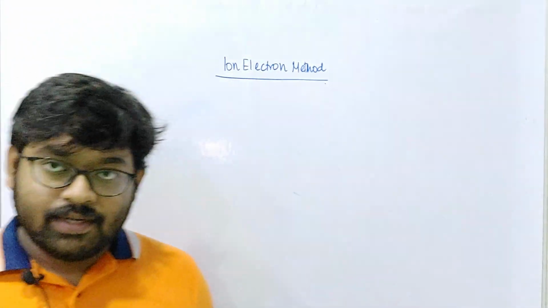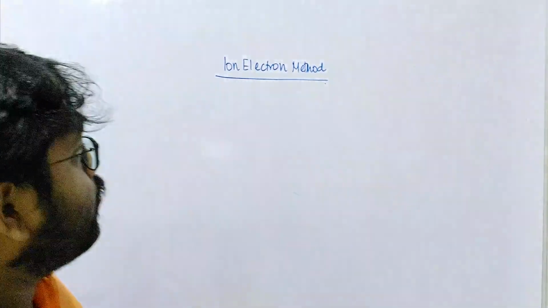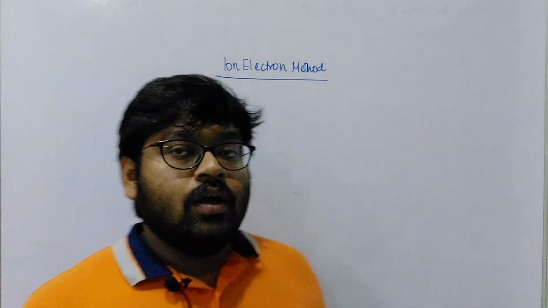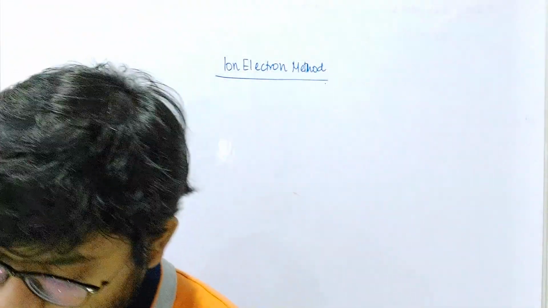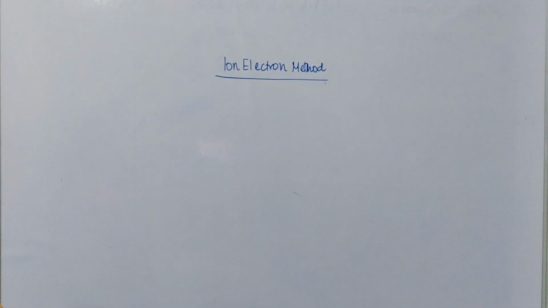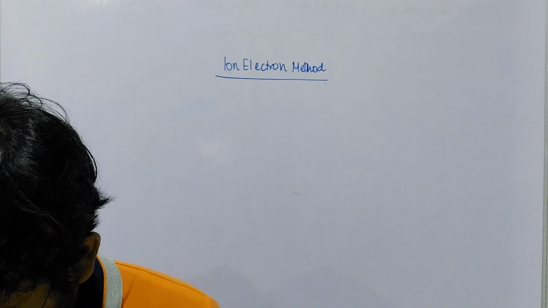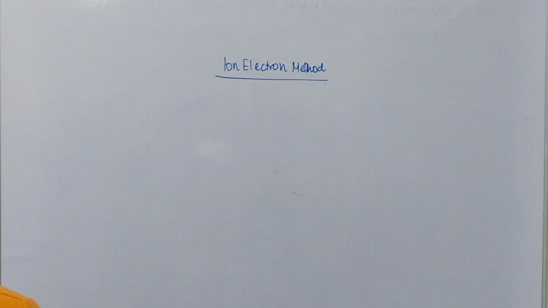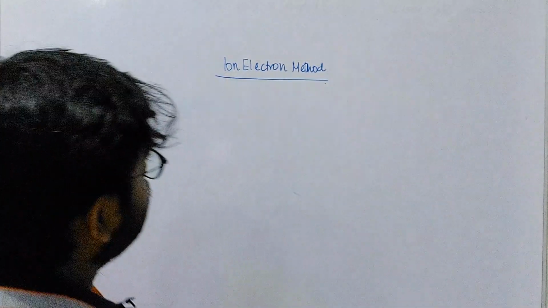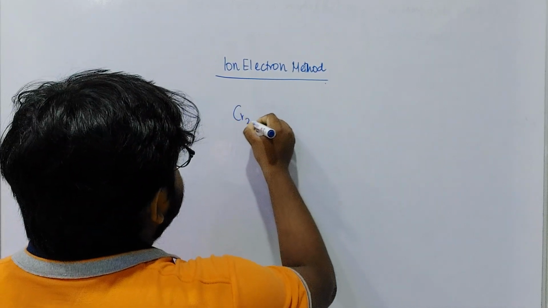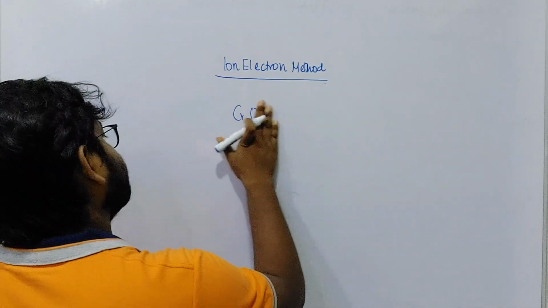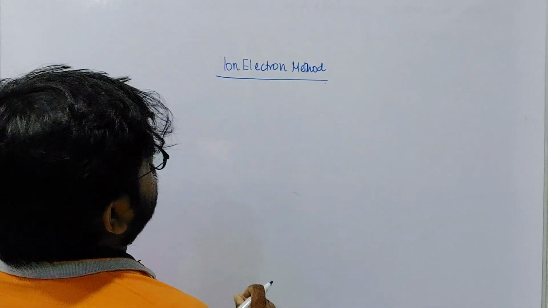or to balance a chemical reaction also. So how can we use this method? That is the ion electron method. For example, let's take a chemical reaction. Let me write down a reaction first. For example, this one, Cr2O7.